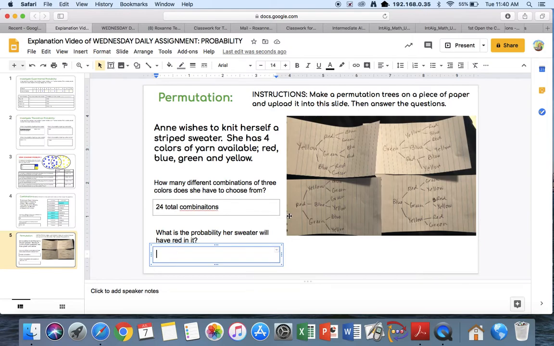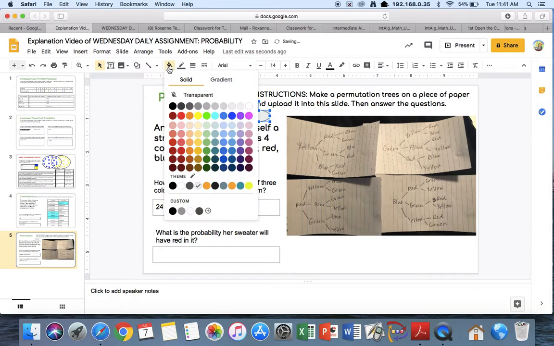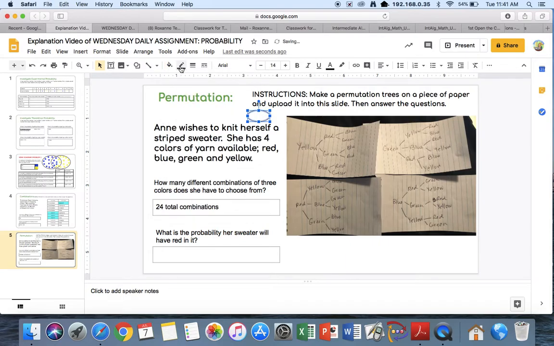Now I want to know, what is the probability that I will have red in the sweater? So, I spelled combinations wrong, so I'll fix it. What is the probability of having red? Well, I got to look and see every time I see a red. So I have 1 there, and I think I'm going to circle them so that you can kind of see what I'm looking at. I'm going to make the outline red so you can see that it's red. All right, so I have red here, so there's 1.